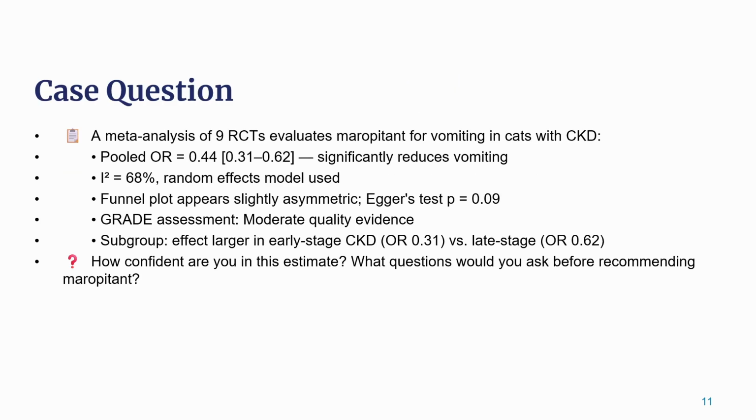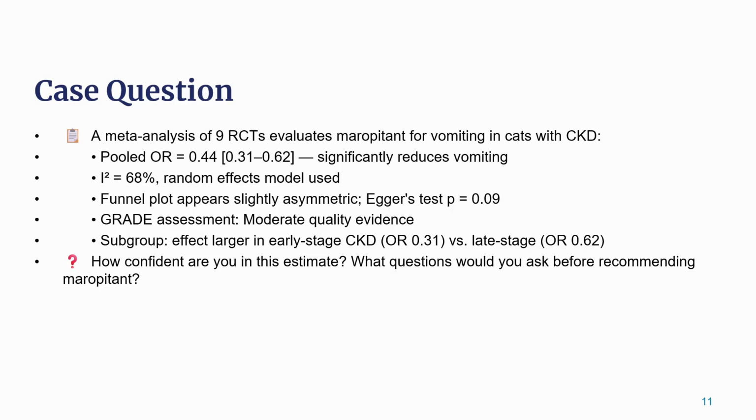Let's work through the case question systematically using everything we've covered today. The pooled OR is 0.44 with a CI of 0.31 to 0.62. That CI doesn't cross 1 and represents a 56% reduction in odds of vomiting. The direction and magnitude look clinically meaningful. But now let's apply our checklist.